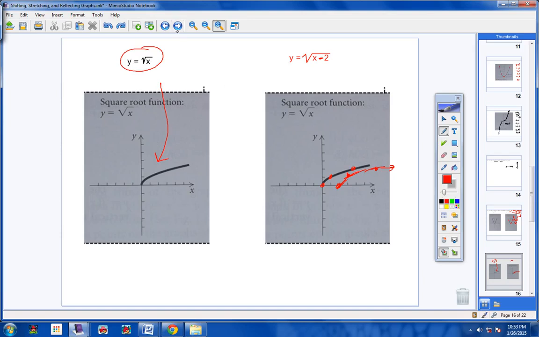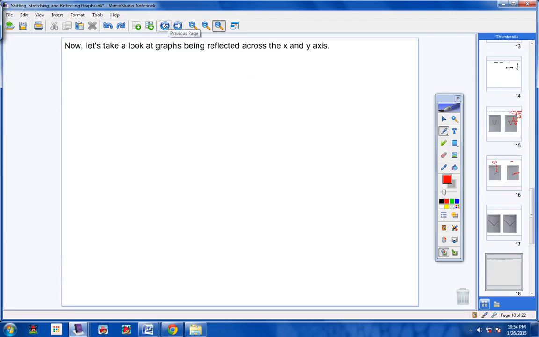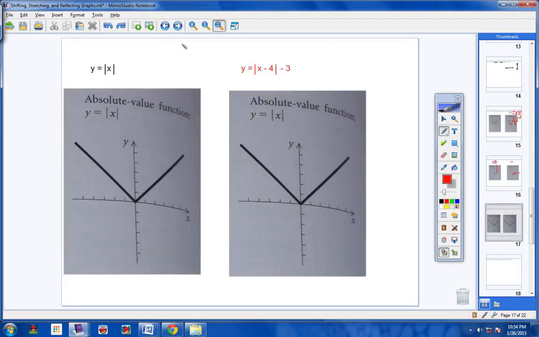Alright, let's continue on. Now, absolute value. I'm going to change this problem. We've done all shifts to the right. We haven't done any to the left. So in your notes, make that a positive 4, okay? Alright, now this is your basic absolute value function, okay? Let's go ahead and get our points on this. 0, 0, put in a 1, you get a 1. Put in a 2, you get out a 2. Negative 1, 1, negative 2, 2. That's good enough. That's about 5 points.